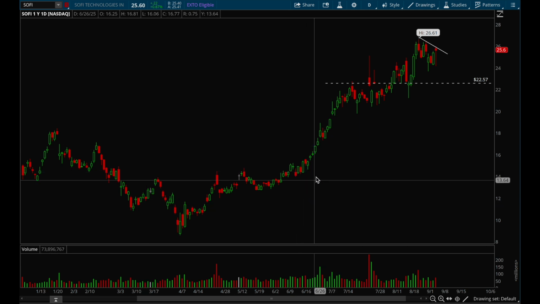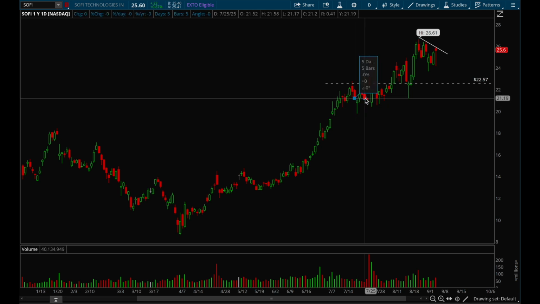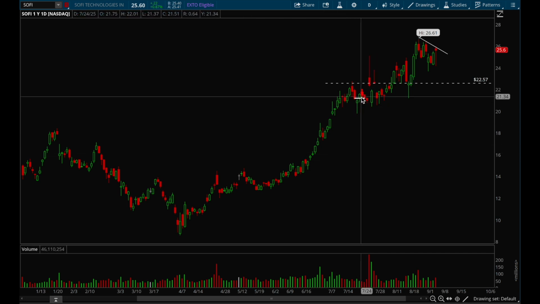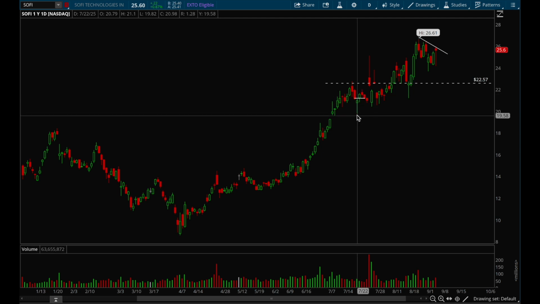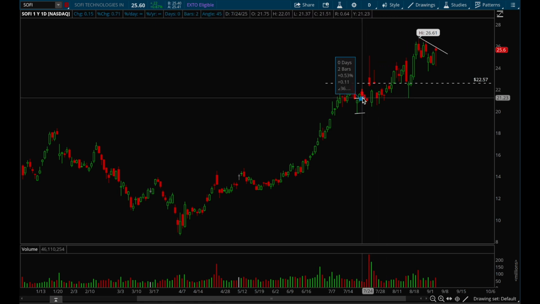So for example, SoFi, this is one where it formed the hammer candle on this candle, right? So here you buy as it breaks that. So the next day you buy if it breaks this hammer candle's high, right? So it does break, so you buy here, stop loss placed here, right? And this one is trending really, really nicely. It went up 27% from entry, right?